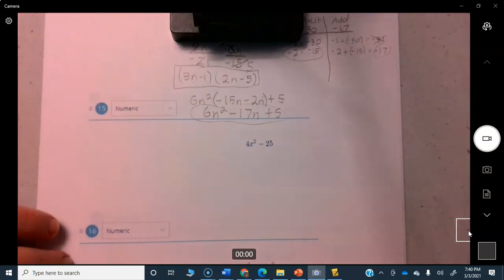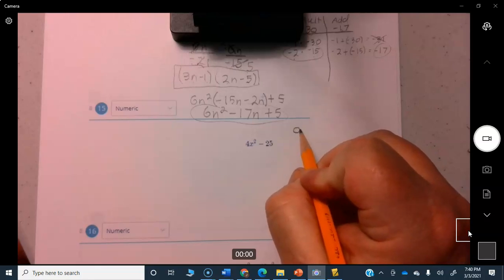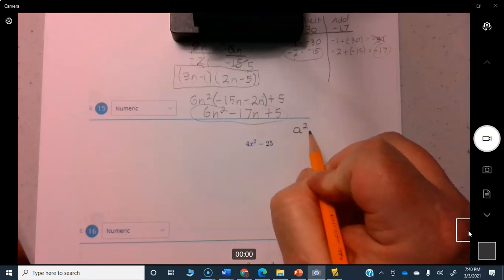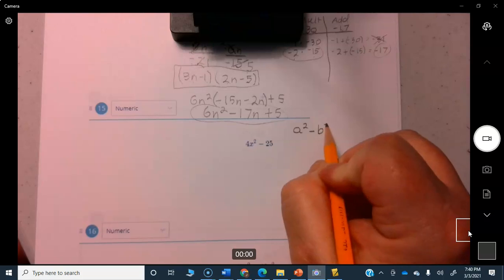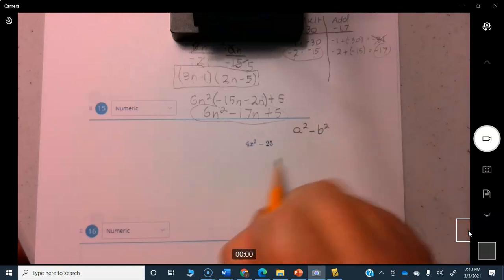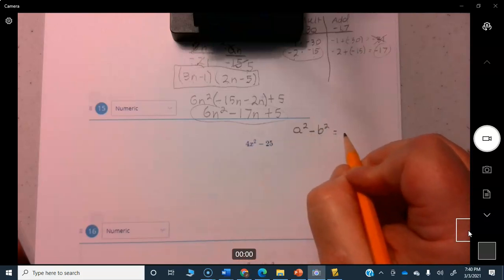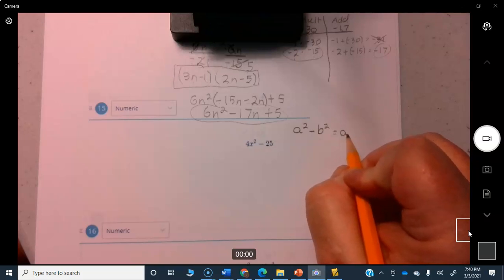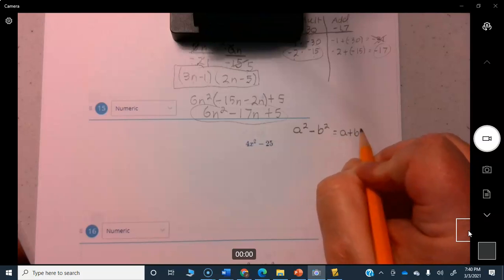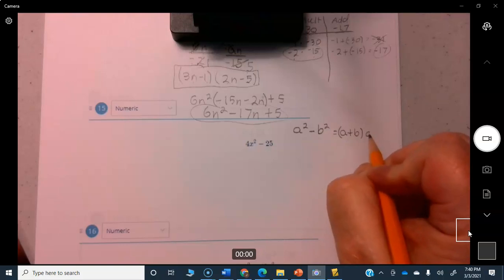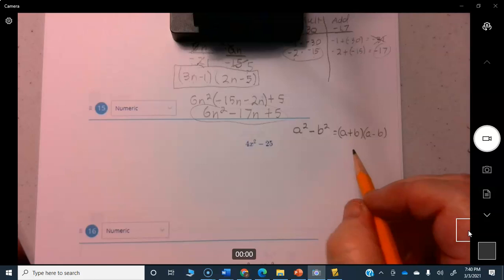Number 15 is something called a difference of squares. If you have a perfect square, a squared minus b squared, two perfect squares I should say, and they're subtracted, one minus the other, I showed you this one a little earlier, it's going to equal a plus b times a minus b. Let's FOIL that out and prove it.